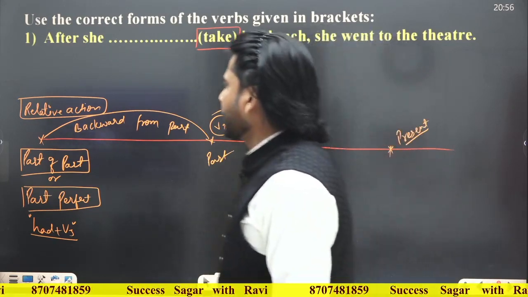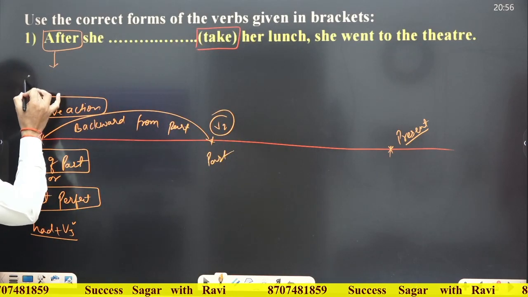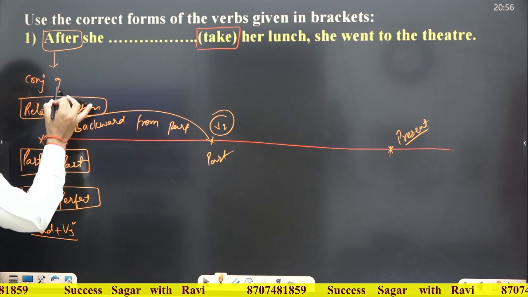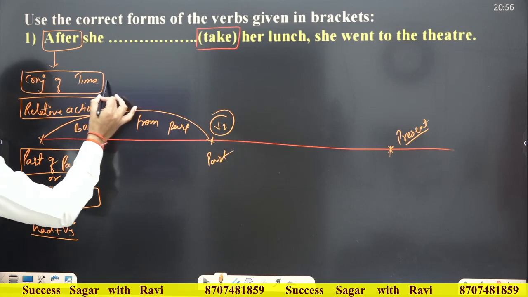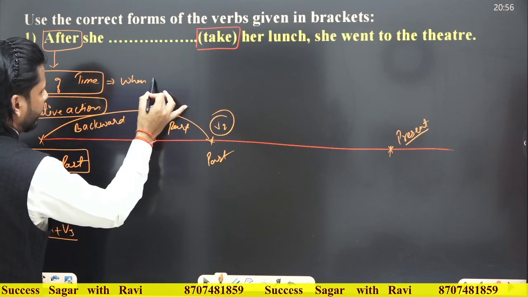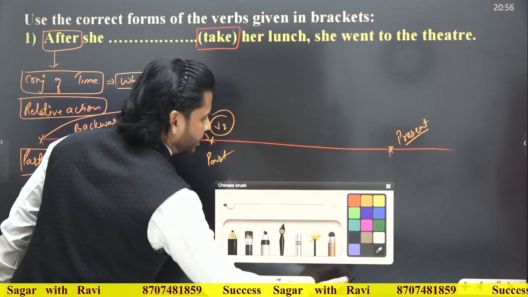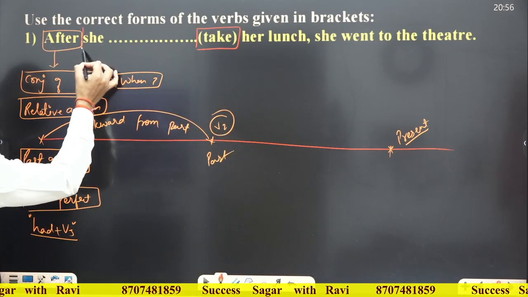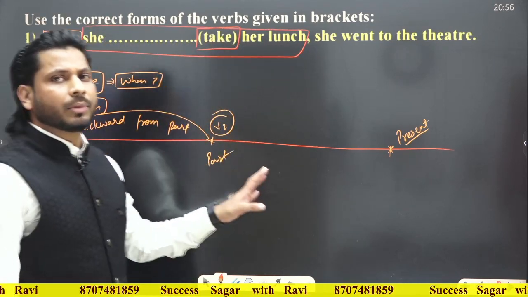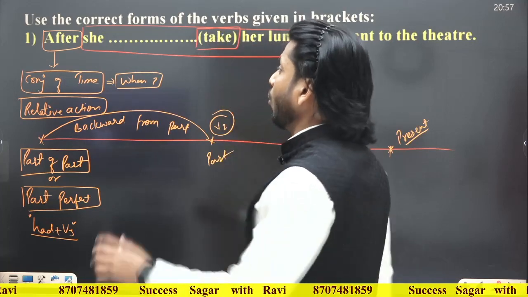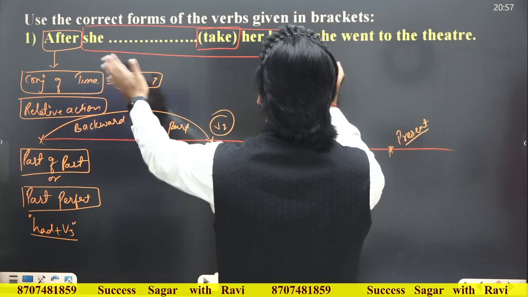So let's start reading the sentence. After. After is a conjunction. What kind of conjunction? Conjunction of time. What does this mean? It means it will answer the question when. So now we are going to ask this question. Let me change the color of the pen. After this happened, something has happened over here. We'll ask when. When did this happen?